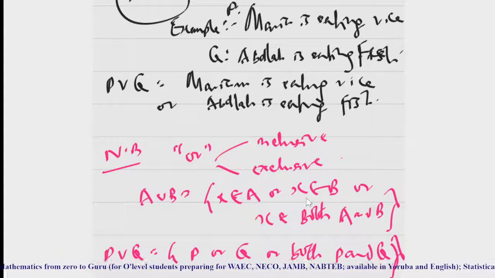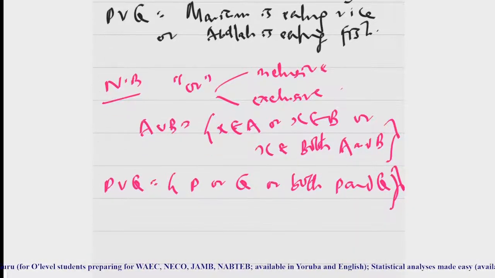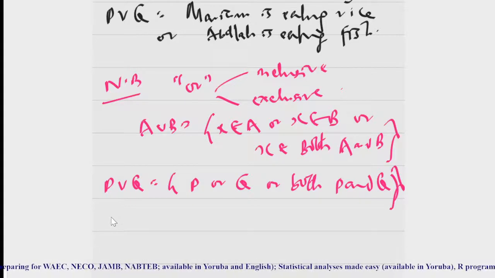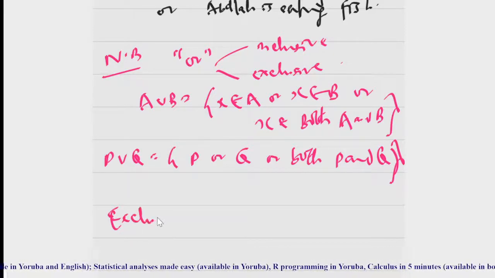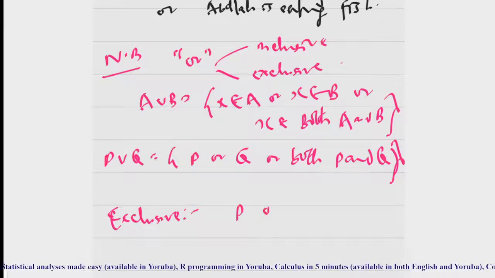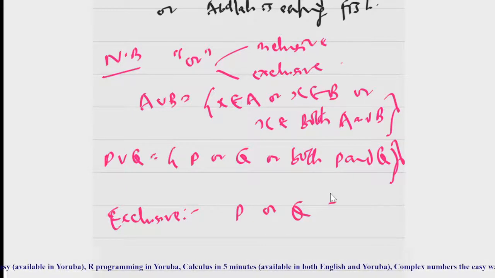Then we have the exclusive. What will the exclusive be? That is when you don't include this. The exclusive definition is P or Q only, but not both, without taking into account both. But in mathematics, we use the inclusive definition most of the time. So when I'm talking about P or Q, or P disjunction Q, you have to know that we are talking about P or Q or both P and Q.